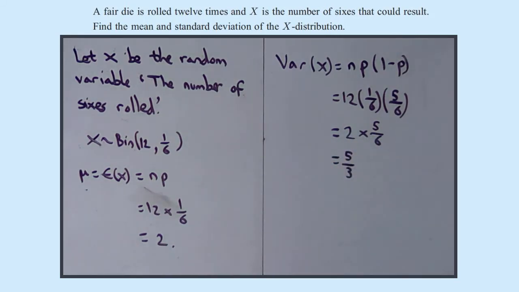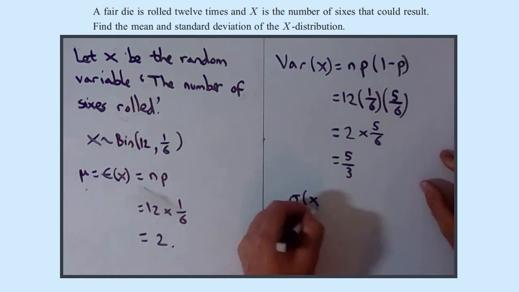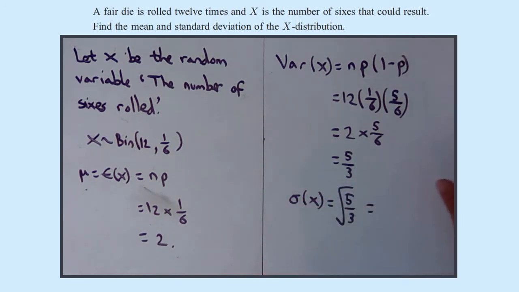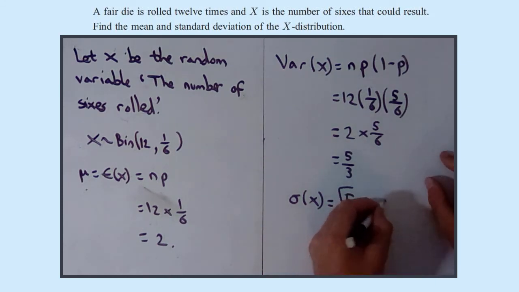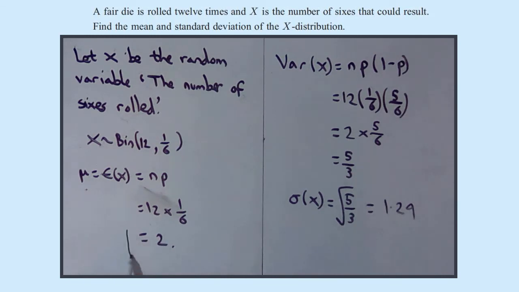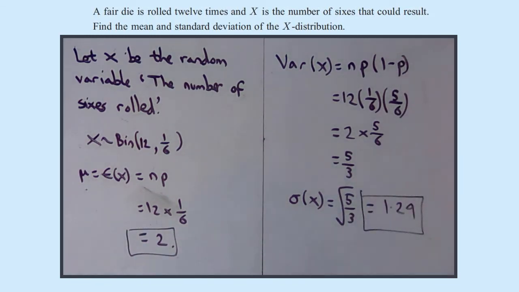That's the variance. So the standard deviation is the square root of the variance. So sigma, the standard deviation of x, is going to be the square root of 5/3, which we will need a calculator for, and that comes out as 1.29. So the mean is 2, and the standard deviation is 1.29.